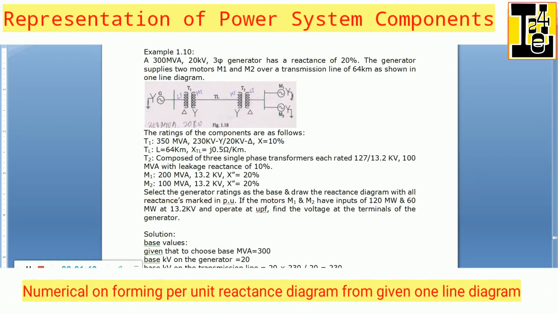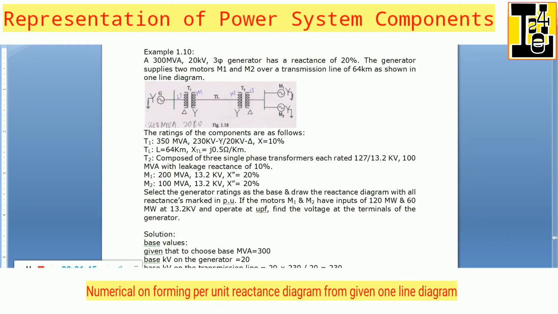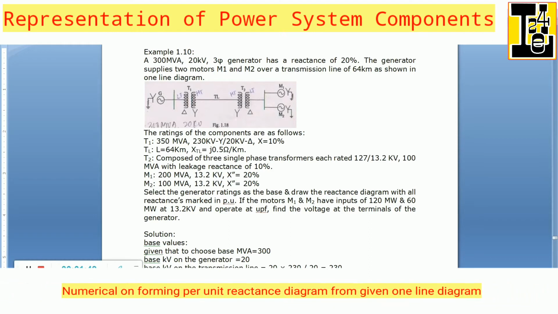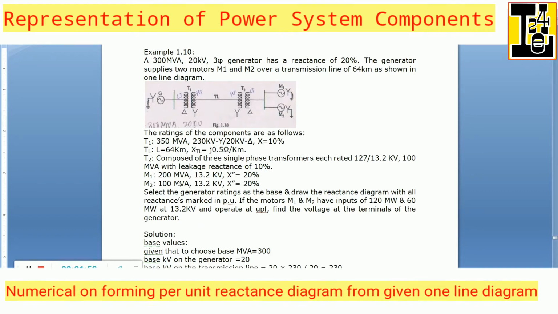If the motors M1 and M2 have the inputs of 120 megawatt and 60 megawatt at 13.2 kilovolt and operating at unity power factor, find the voltage at the terminals of the generator. Let us solve the problem.